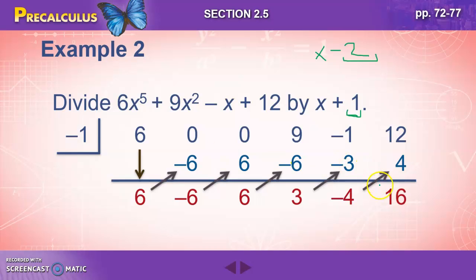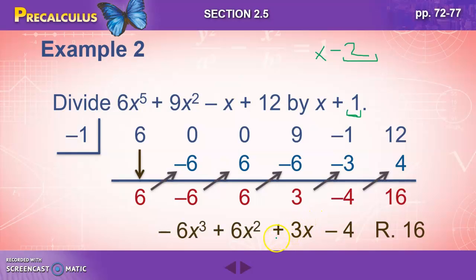We get a remainder of 16. And then we bring down our constant term, our x squared term, our x cubed term, and our x to the 4th term. That is our reduced polynomial.